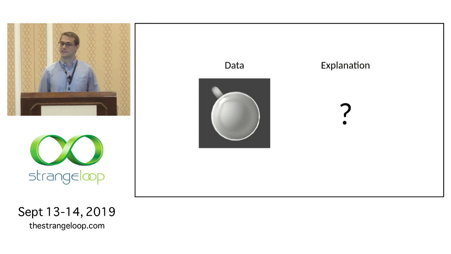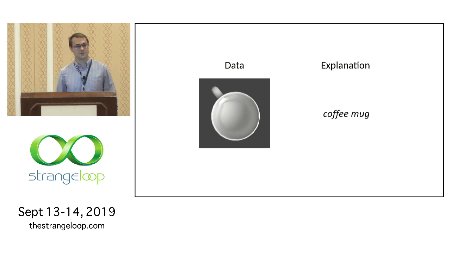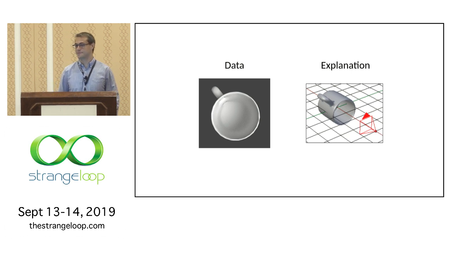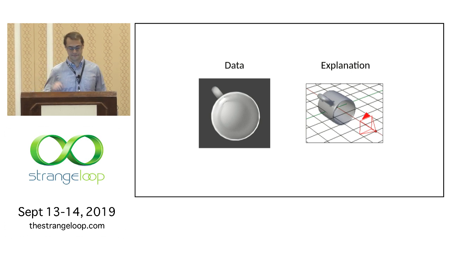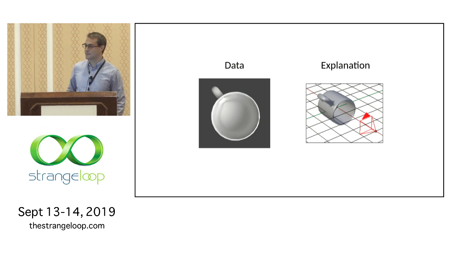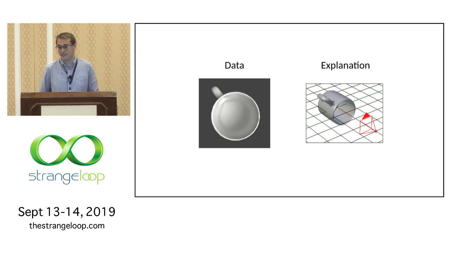So suppose you're given some data, like the image on the left, and you're asked to explain it. One explanation is that this is an image of a coffee mug, but there are lots of other explanations you could give at different levels of detail. For example, you could say that this mug is being viewed from the top. So on the right, the red icon shows the viewpoint of the camera relative to the mug. And this more detailed explanation could be a lot more useful than just saying that it's a mug.